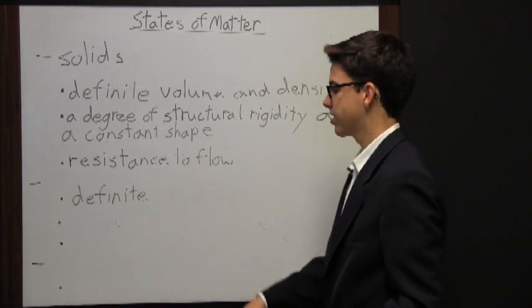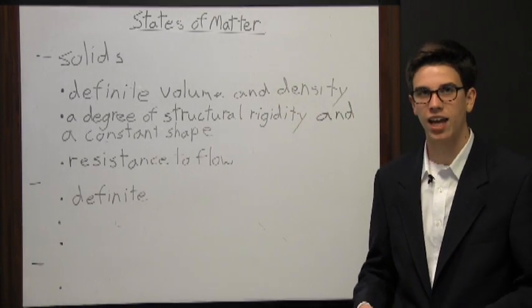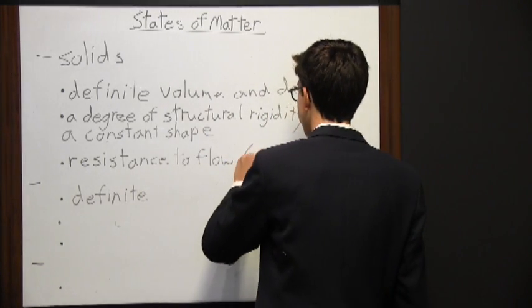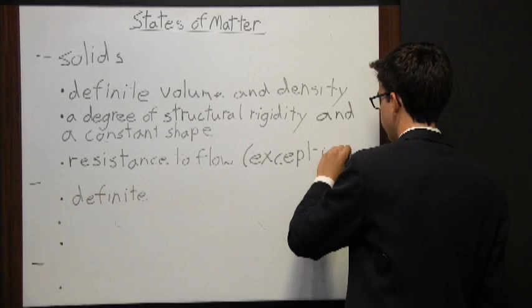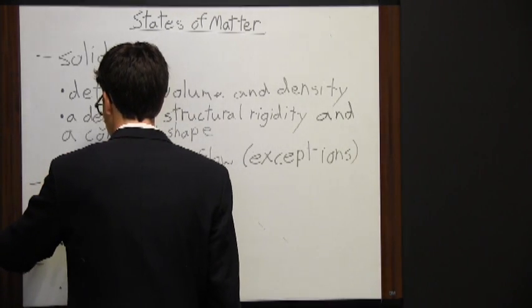It also has a resistance to flow. Now, some solids, such as modeling clay, can flow and undergo deformation under pressure. So I'm just going to write here, there are exceptions, but for the most part, solids have a resistance to flow. Now, the second state of matter is the liquid.